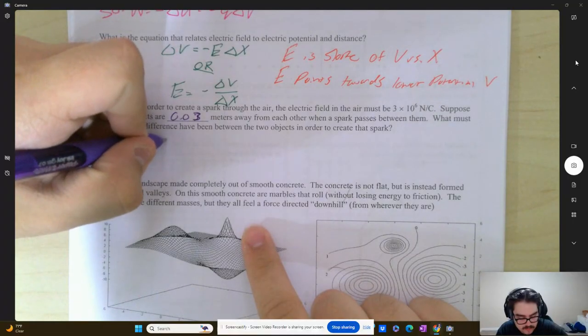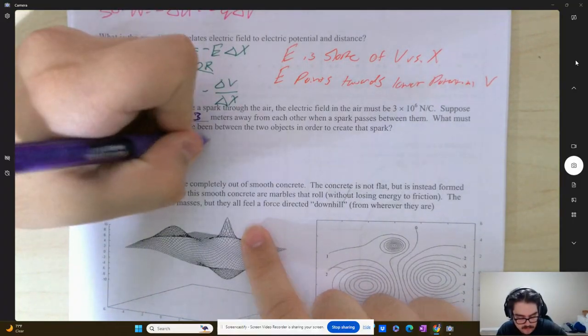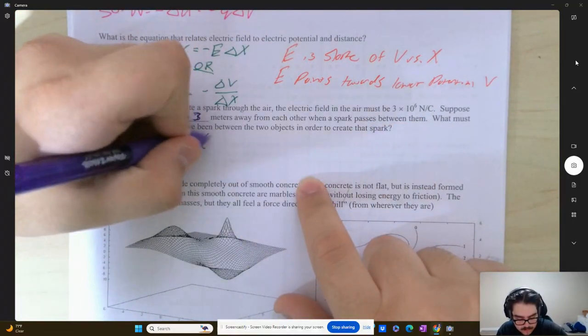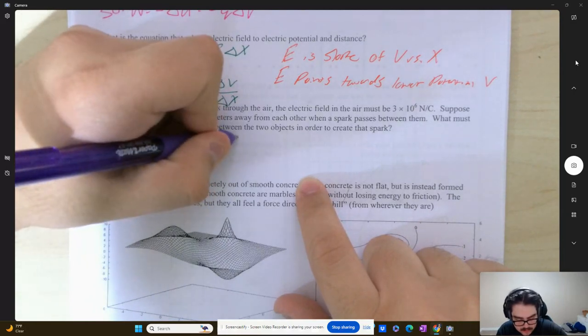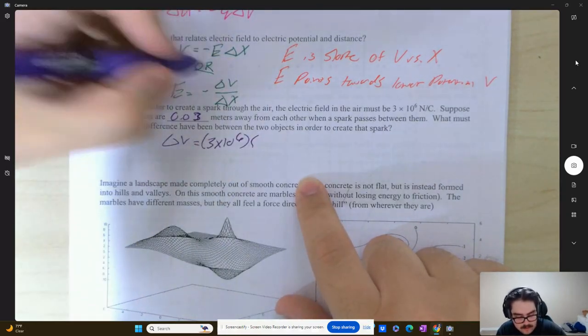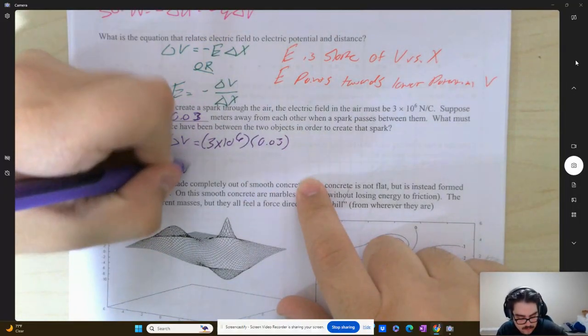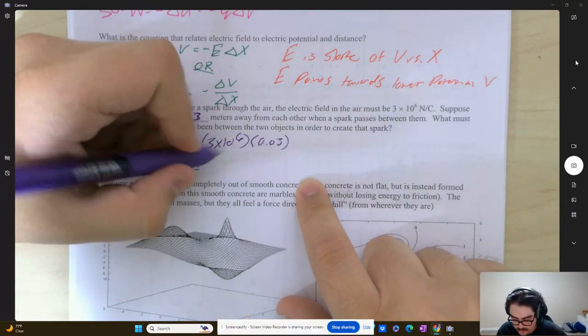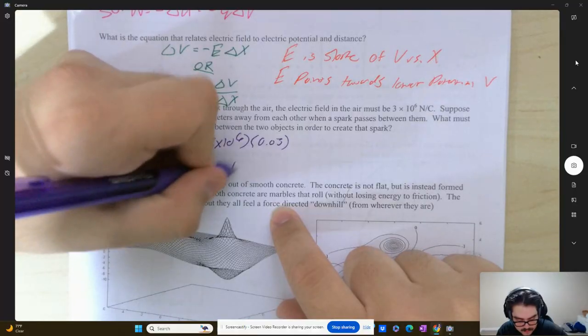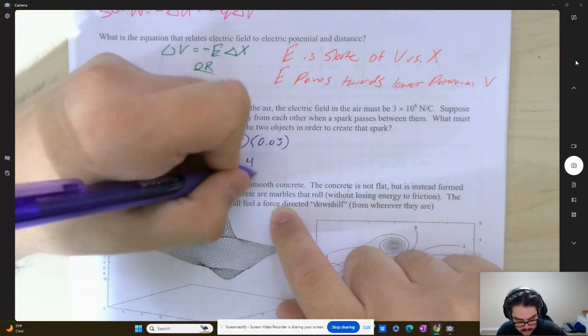Well, if we use delta V, and we know that the electric field had to have been 3 times 10 to the sixth, and the distance between them is 0.03 meters, you would calculate that out and you would get 9 times 10 to the fourth volts.